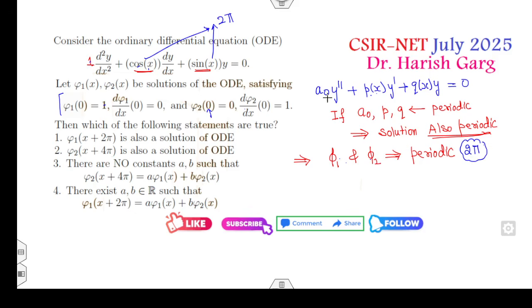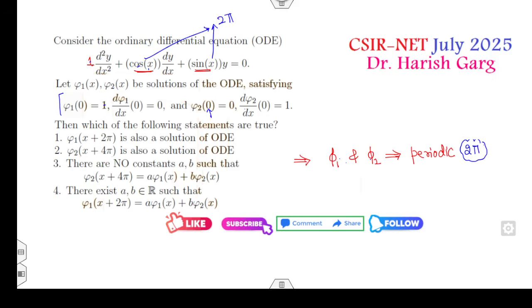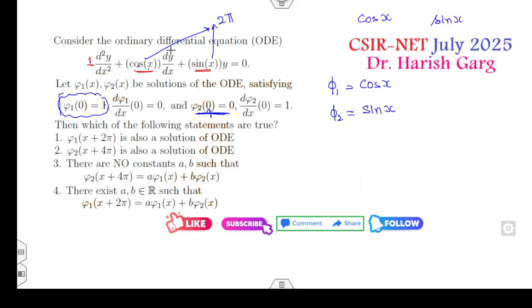Fine. अब कौन से ऐसे function है जिसका period 2 pi होता है? That means इनमें से कोई, दोनों में से एक आपके पास cos x होगा और एक sin x होगा आपके पास. Fine. But we need phi 1 ऐसा लेना जिसका 0 पॉइंट पे 1 आ जाए. तो cos of 0 is 1 और phi 2 आपको ऐसा लेना जिस पे वैल्यू 0 आ जाए. फाइन. तो ये आपके पास टेम्परेरी सॉल्यूशंस हो गए.